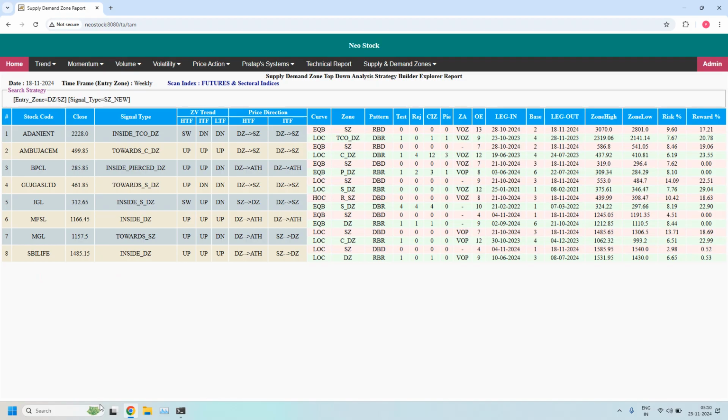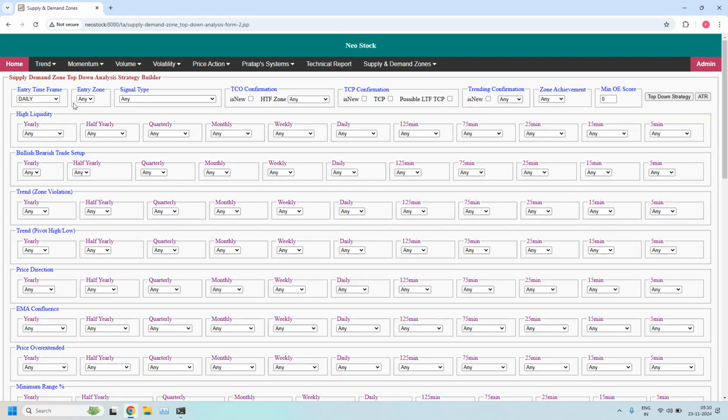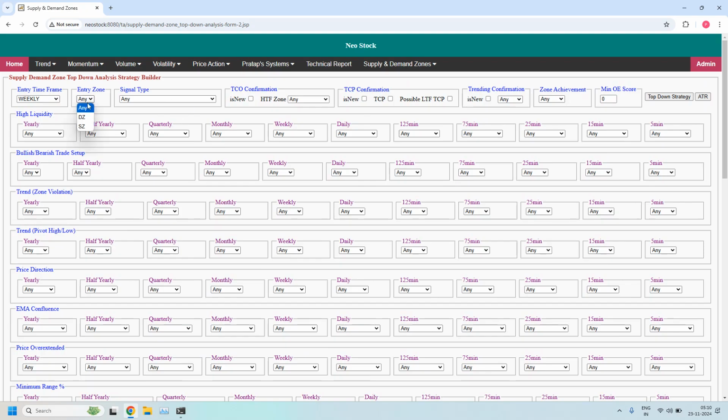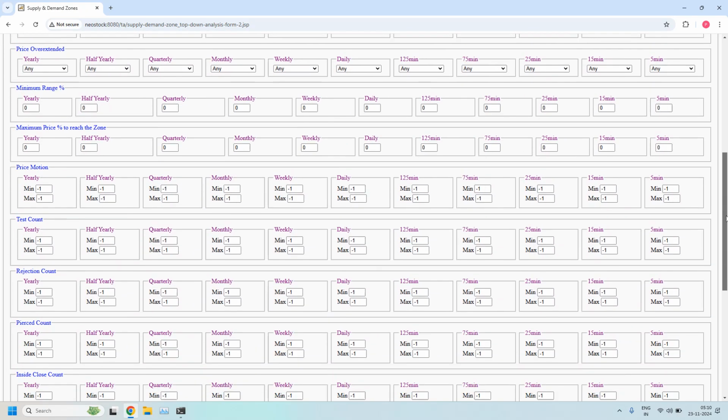Okay, this is about weekly zones, and also we will identify few more weekly zones based on zone confluence also. So for weekly time frame, let's find the stocks having weekly zones having confluence with monthly demand zones. So weekly time frame, demand zones, those demand zones should not be pierced.